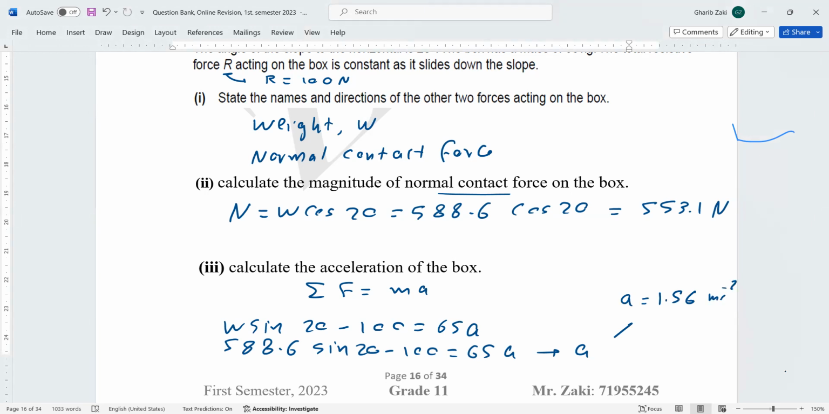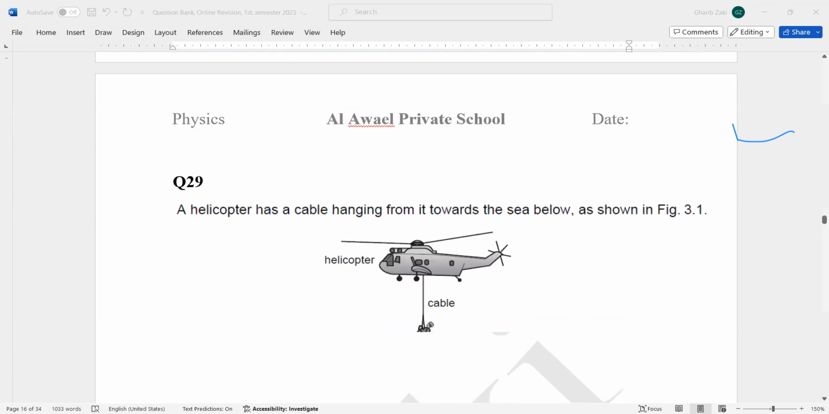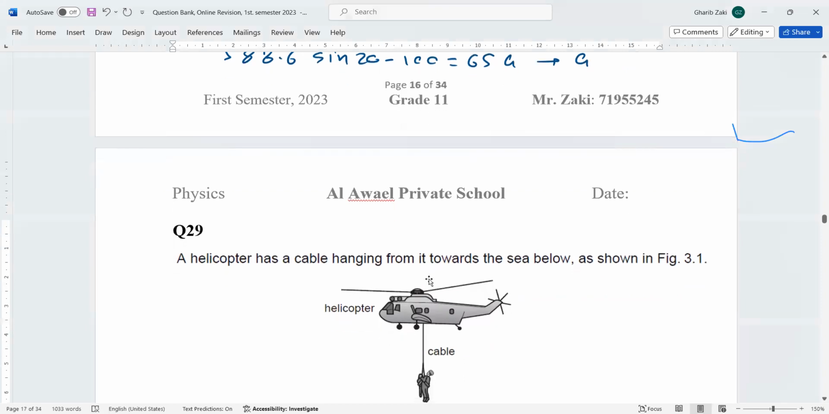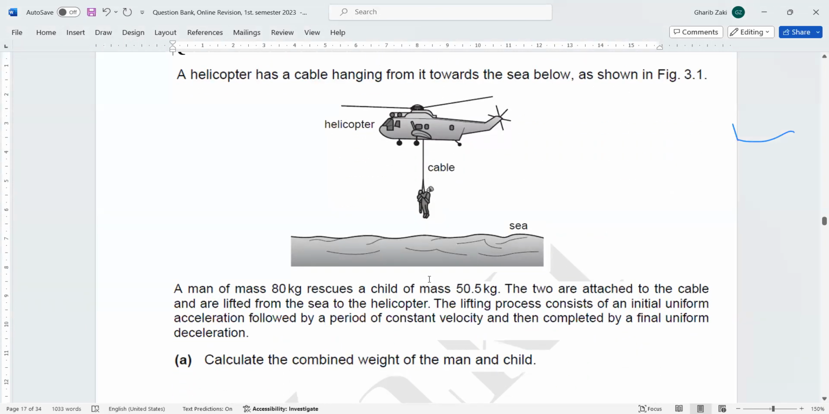Okay, now check here. Hussam, Nasser, and Hussam. Okay, guys. Now, next question. Any question, guys? Yes? Any question? Yeah. Question number 29. Okay. Question number 29, he said, okay. Yes.